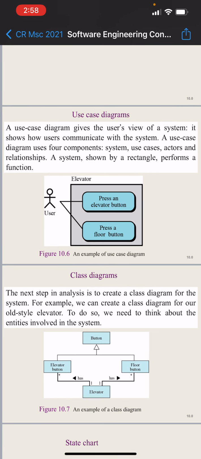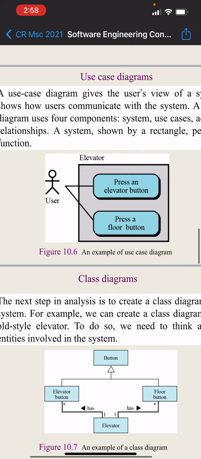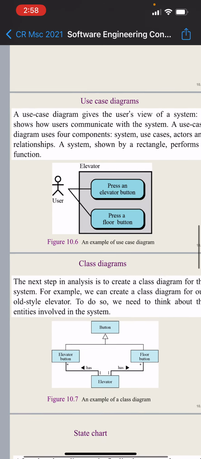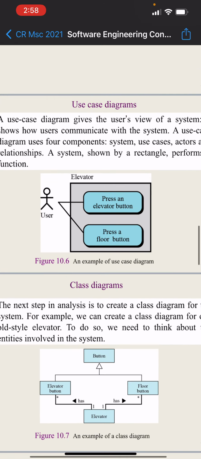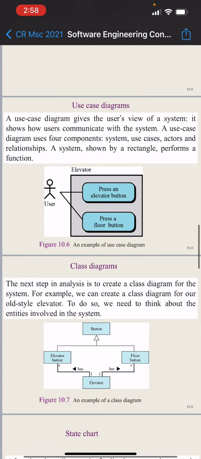So this diagram shows that these are the 2 options, the 2 use cases where the user is interacting with the system. So the use case diagram, in short, tells you how the user communicates or interacts with the system, right?